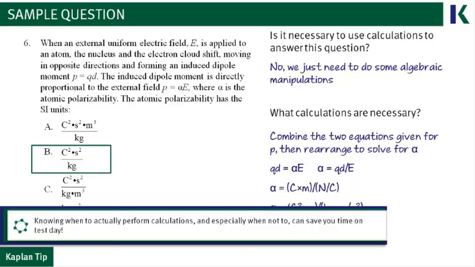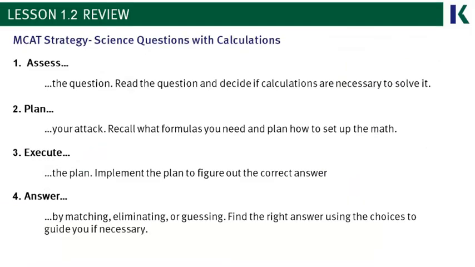Note the Kaplan tip on the bottom of the page reminds you that doing minimal calculations, or sometimes even no calculations, saves you time on the test, time which you can use to answer the tougher questions and maximize the number of points that you get. The review page here is going to cover again the assess, plan, execute, and answer steps in regards to science questions with calculations. So take a look at it, and remember you want to figure out whether you need the math, plan how much math you need to do, go through that math, and only go through the math as far as you need to match to an answer.